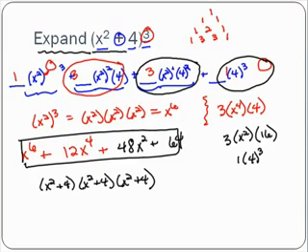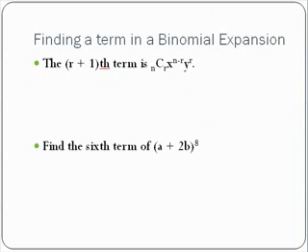Okay, let me bring up the next screen. Now what we want to do is find a particular term in a binomial expansion. So there's a formula for that too, but you can also look at the patterns. So I'm going to take you back to that very first screen for just a second.